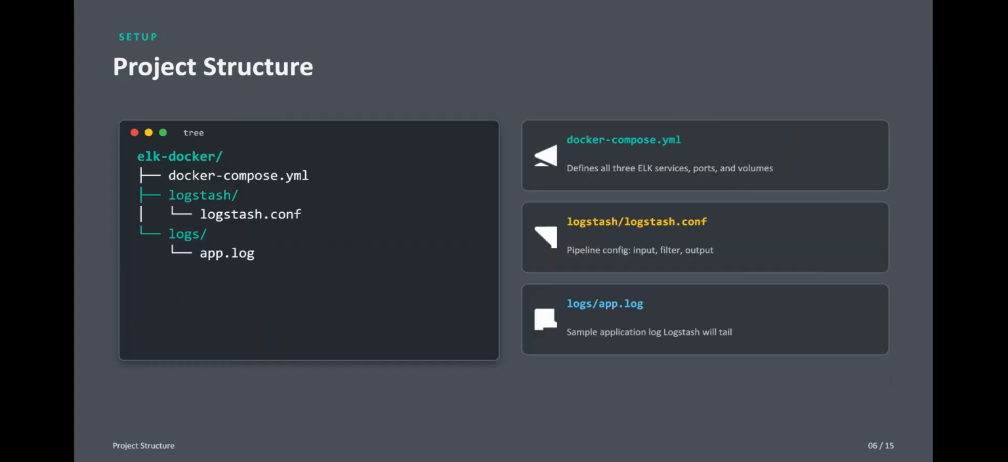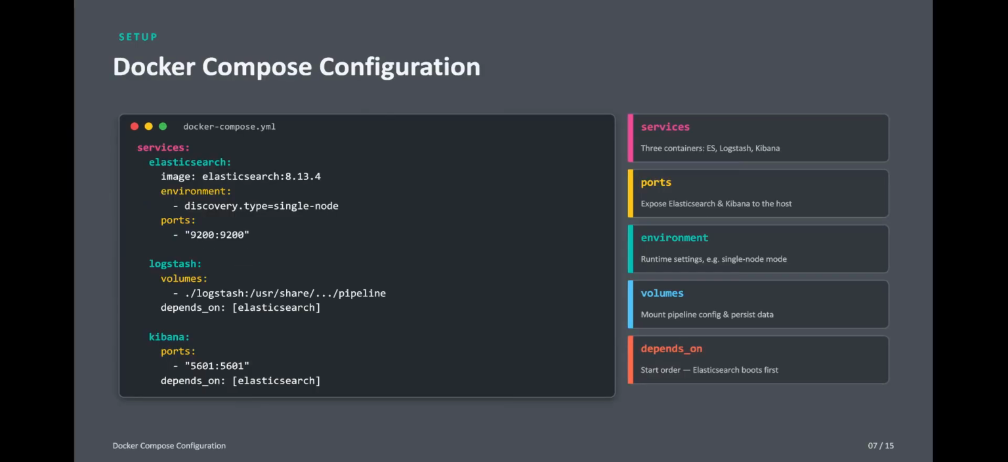Our project has three main parts: the compose YAML file that defines the ELK services, the Logstash configuration file that contains the Logstash pipeline, and last, the app.log file. It contains simple application logs that Logstash will monitor.